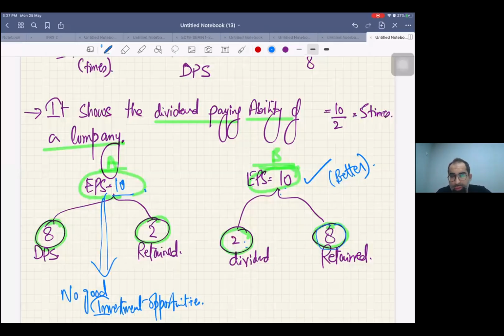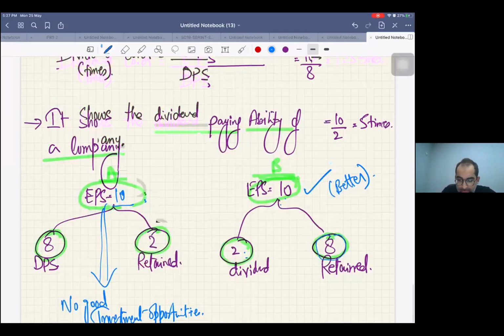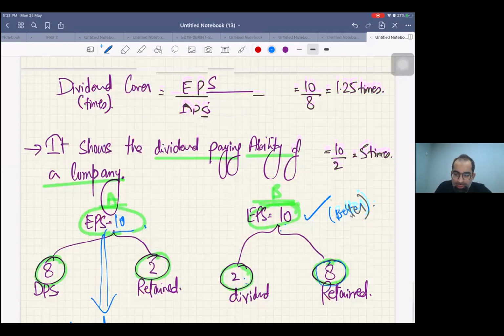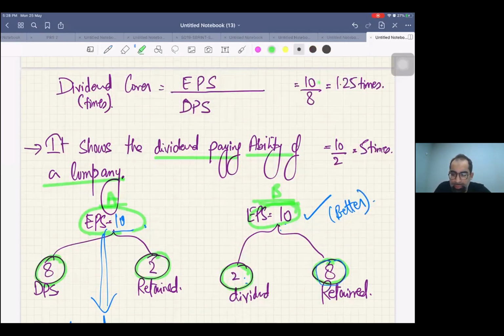Okay, now let's calculate dividend cover for both companies. First look at the formula. The formula for dividend cover is EPS divided by DPS. For the first company, EPS is $10 and DPS is 8. So 10 divided by 8 is 1.25 times. The first company's dividend cover is just 1.25 times.